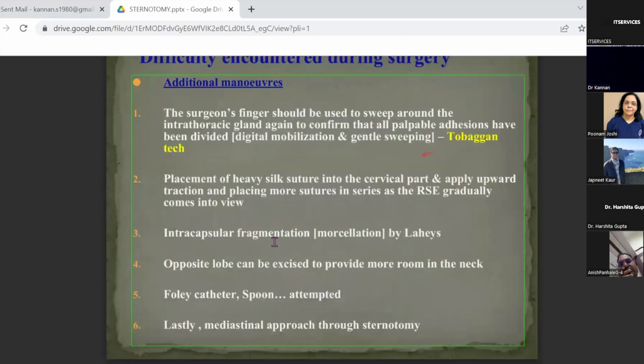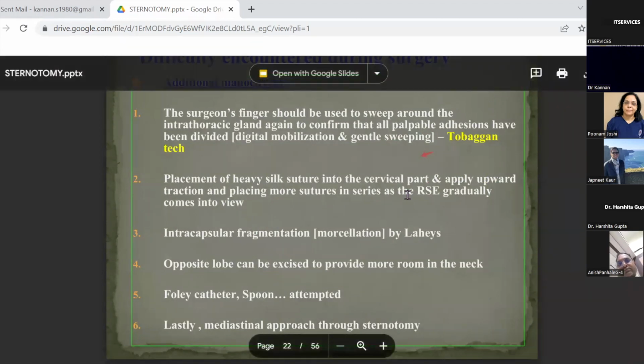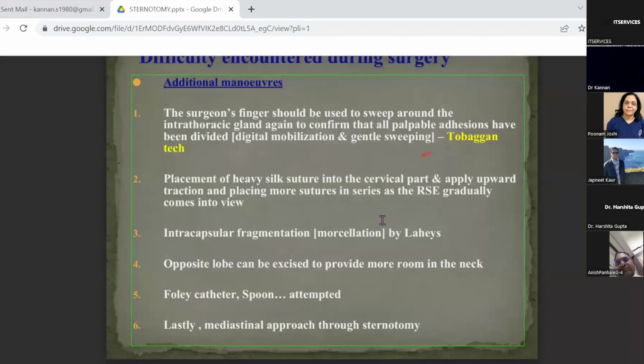In such cases, you can do the opposite lobe. If the opposite lobe is also booked, if you do the opposite lobe, you have some space to move around. And in some patients, we can put stitches and gently start pulling it out. Once it starts coming, you can gently start putting stitches one by one. And there are various other techniques described.